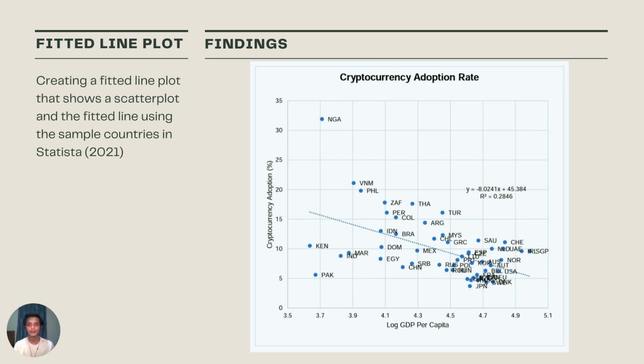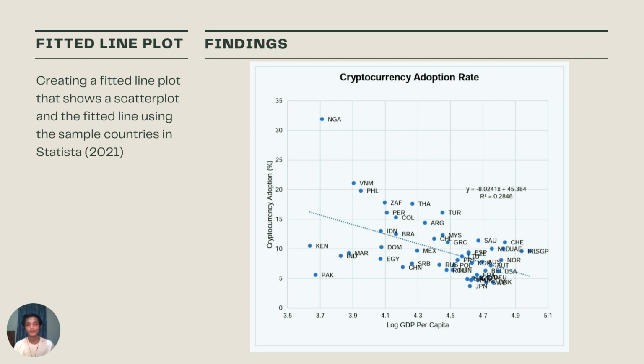Moving to the analysis stage, first I created a fitted line plot to see the relationship between cryptocurrency adoption rate and the GDP per capita of a country. The sample countries are from the survey performed by Statista recently. I used the log GDP per capita as the dependent variable, and as shown on the screen, by using simple linear regression, it is observed that there is a negative relationship between log GDP per capita and the cryptocurrency adoption rate. This means that low and middle-income countries tend to have a higher rate of cryptocurrency adoption among their population compared to those high-income countries.